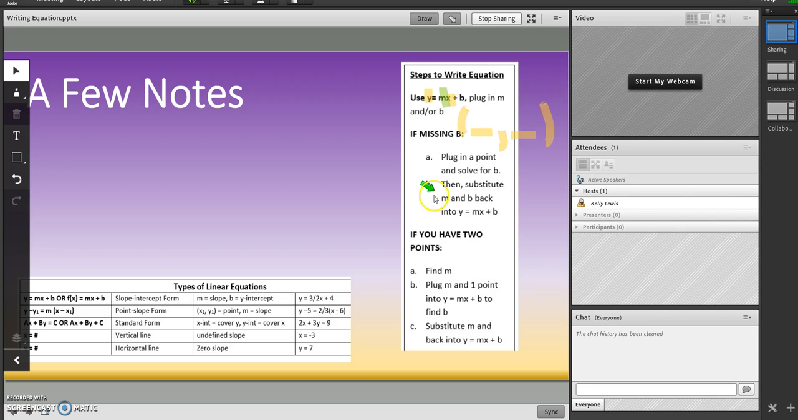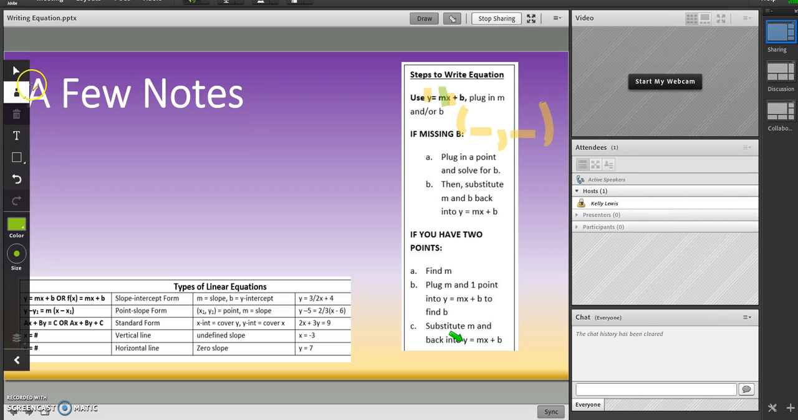And then the other thing is, if you're just given 2 points, 2 sets of ordered pairs, then you find the slope, which is m. Then you use the slope and either of the points to find the y-intercept. And then you substitute it back into y equals mx plus b.